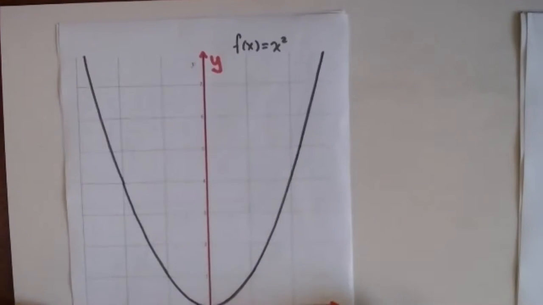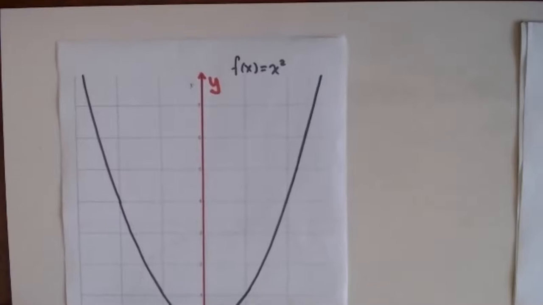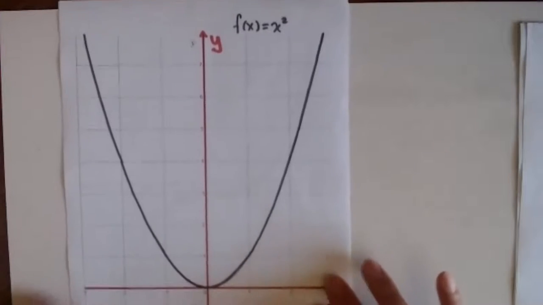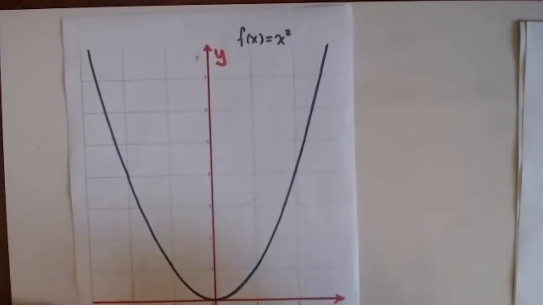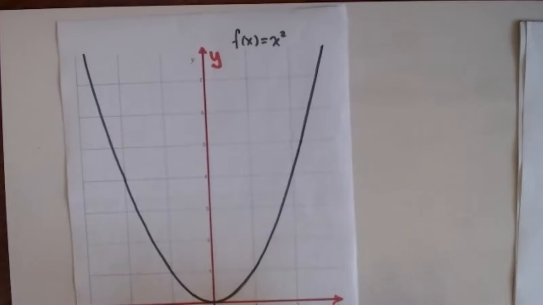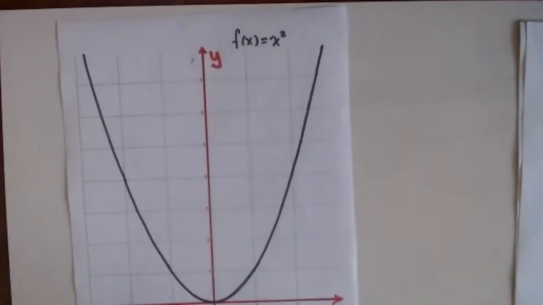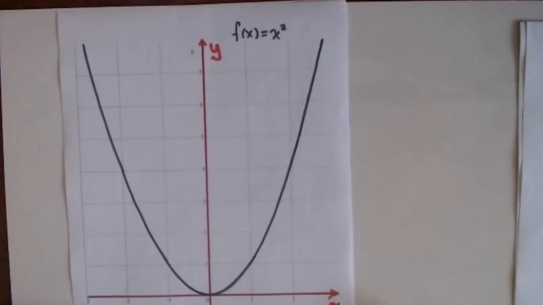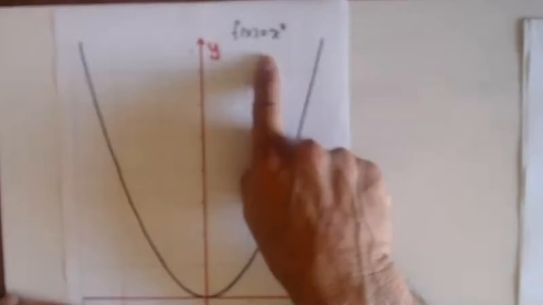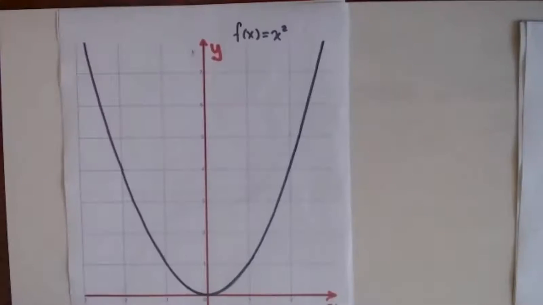Okay, today we're going to do the derivatives of the inverse trigonometric functions. First I want to quickly review the concept of inverse function. You can see here on the screen the parabola. I have the function f of x equals x squared. Everybody knows that this is the graph for that function.